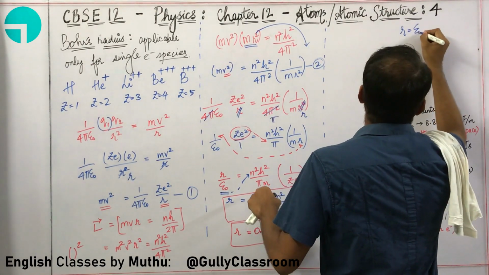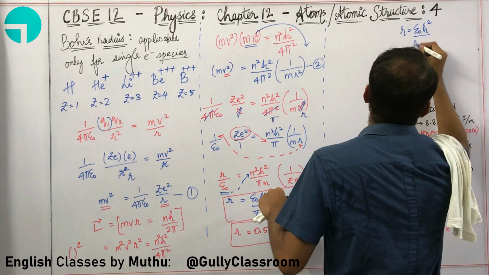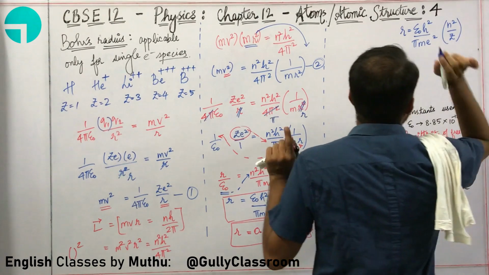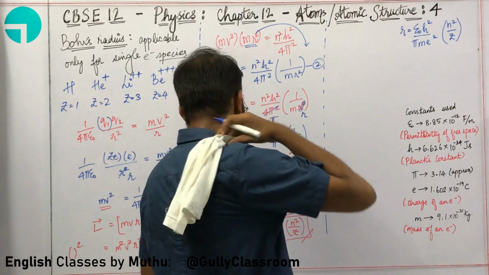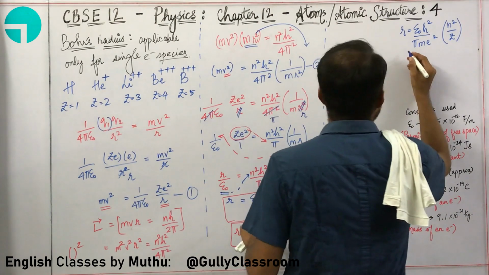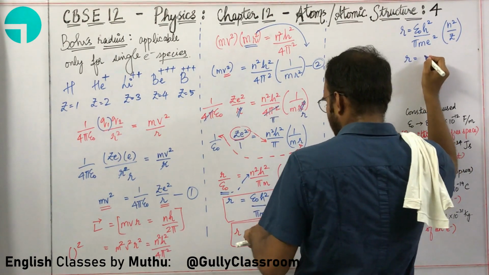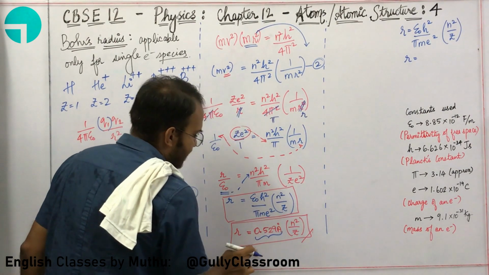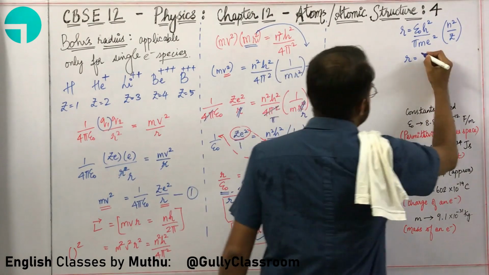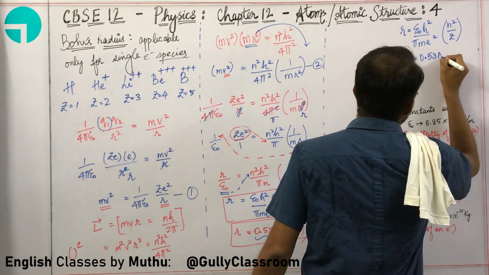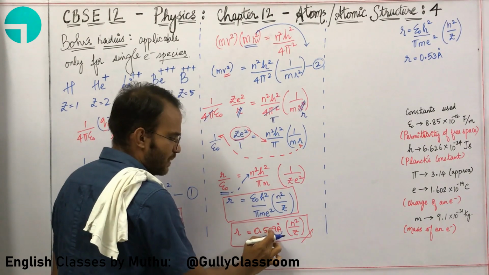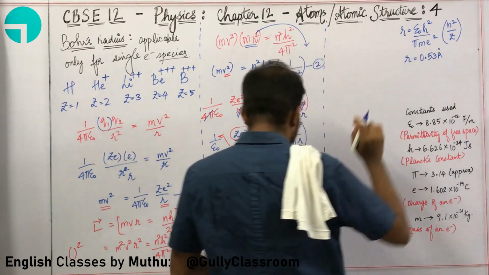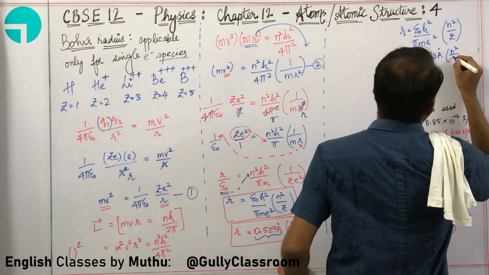R is equal to epsilon naught h square divided by pi m E square into n square divided by z. Here this is a constant. Okay sir, what else? So this constant can be worked out here. Even though you are getting 0.529, it can also be approximated as 0.53 angstrom. Here obviously you are getting 0.529 angstrom approximately. This can be approximated to 0.53 angstrom into n square by z.